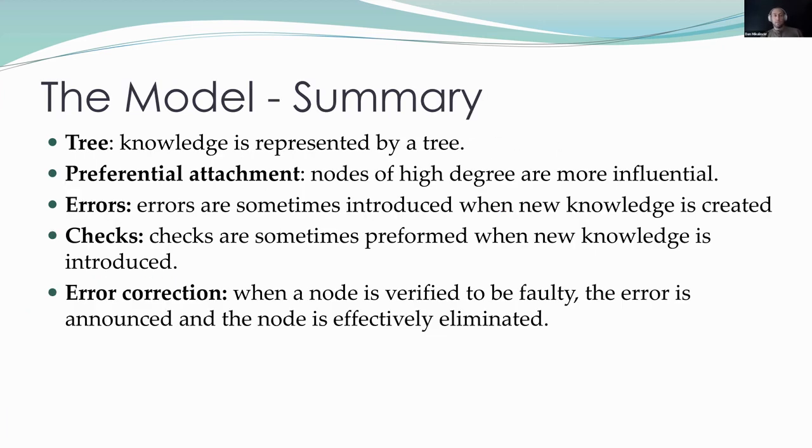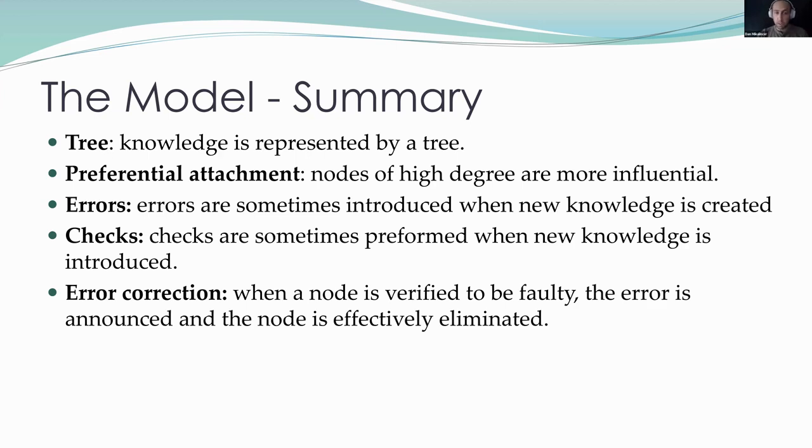Right. So to summarize what we define for the process, knowledge is represented by a tree. Knowledge is added according to the preferential attachment model. More influential nodes tend to become even more influential. Errors are introduced randomly when new knowledge is created. Checks are performed, again, randomly when new knowledge is introduced. And error correction is done by proclaiming faulty nodes to be false.